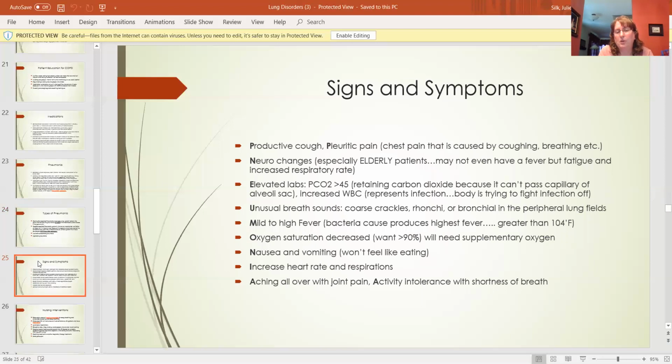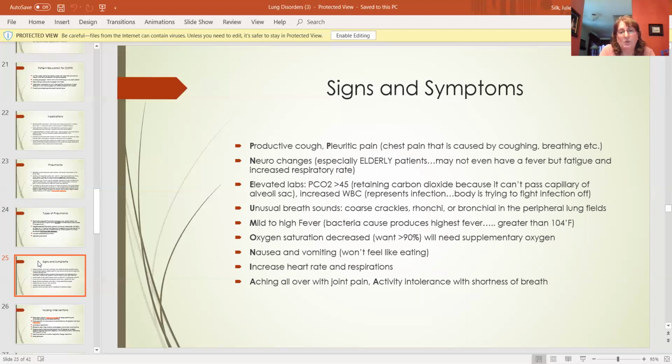Elevated labs. So your CO2 count is going to be up. So it's going to be greater than 45 because you're retaining carbon dioxide because you can't get that good gas exchange with the alveoli. You're going to have increased white blood cell count. This usually will represent infection.